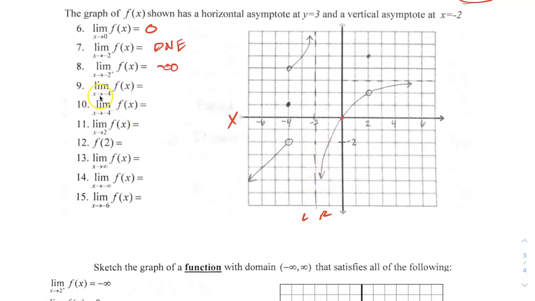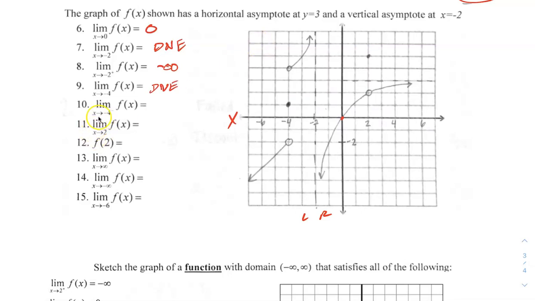Next, limit as x approaches -4. So here's -4. Now remember, the limit means both sides. So if I'm going from the left side, I get like -2. If I'm coming from the right side, I get like, what was that, 4? So they don't match again. So again, does not exist.